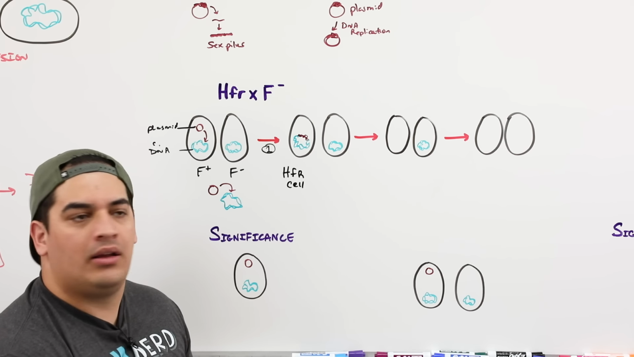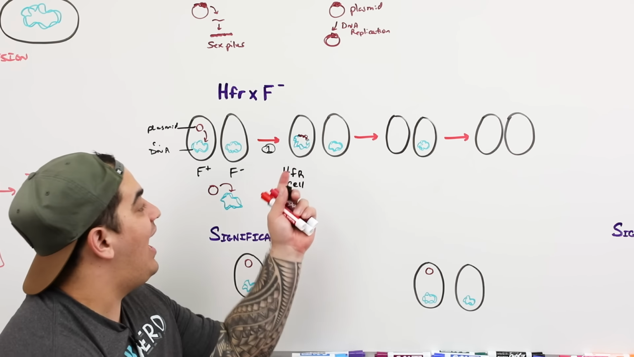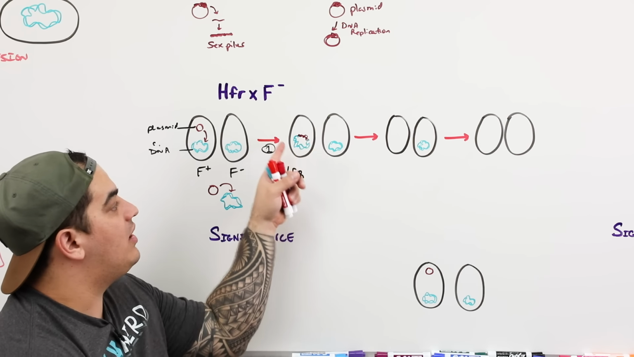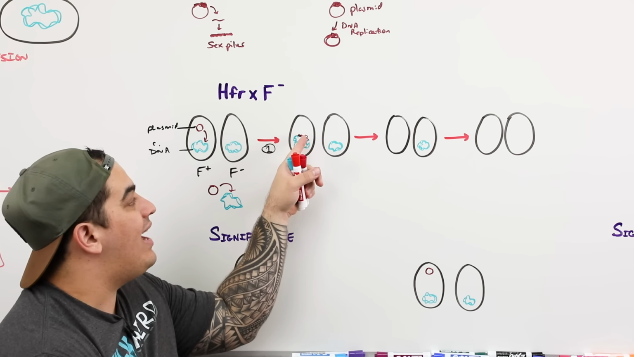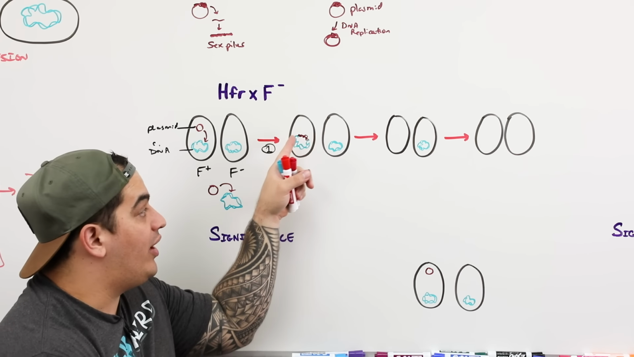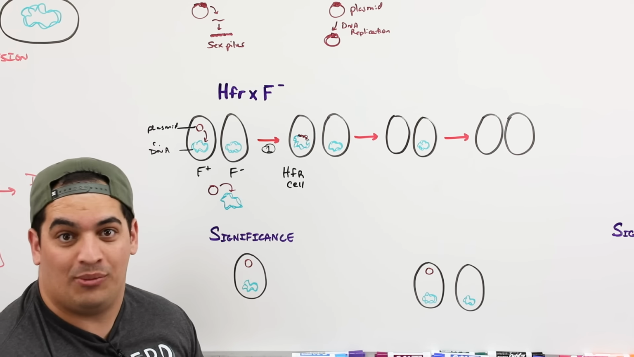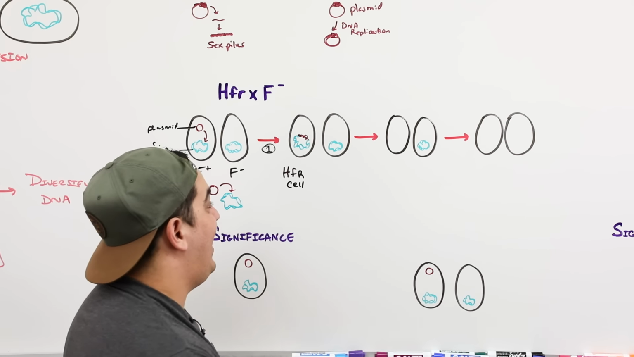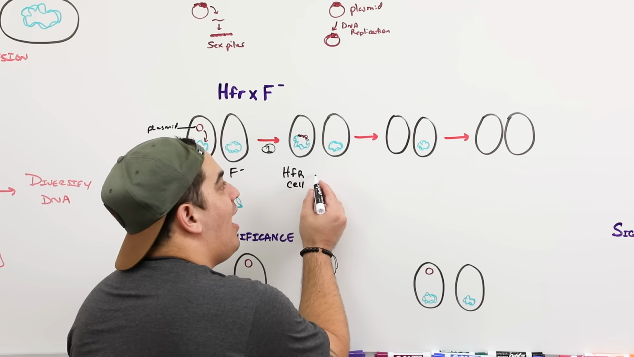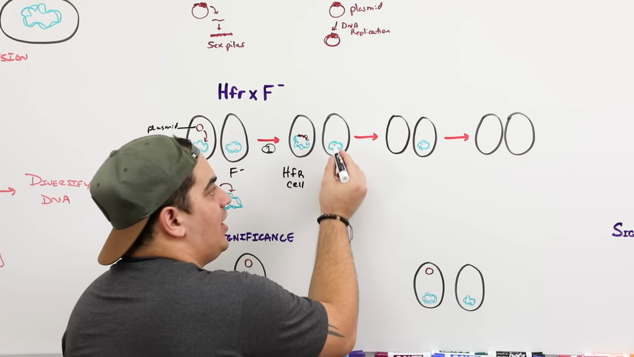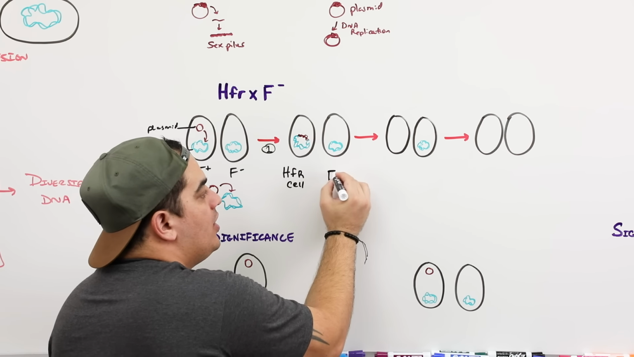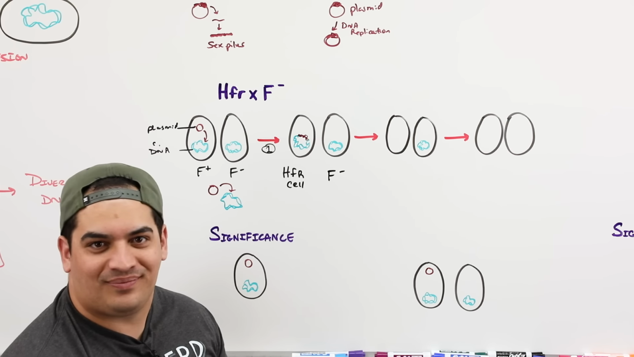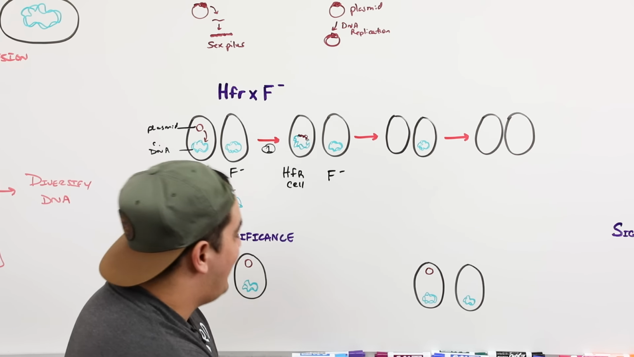You're like, what the heck? That's what we call them. It's a high frequency recombinant cell. So it's basically a bacterial cell with chromosomal DNA and actual plasmid DNA that contains the fertility factor incorporated into the actual chromosomal DNA. That's a high frequency recombinant cell. This bacterial cell still doesn't have any kind of plasmid that contains the fertility factor, so it's just an F- cell. Now, here's the next thing that happens.